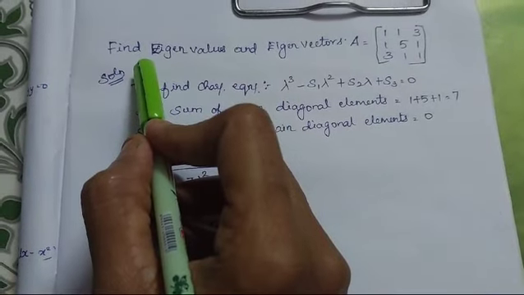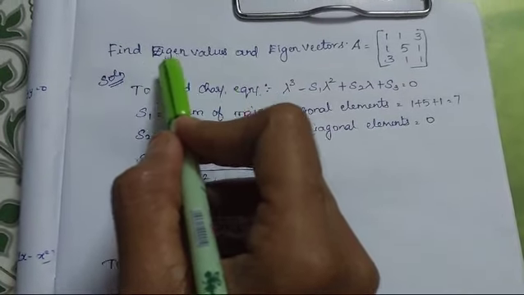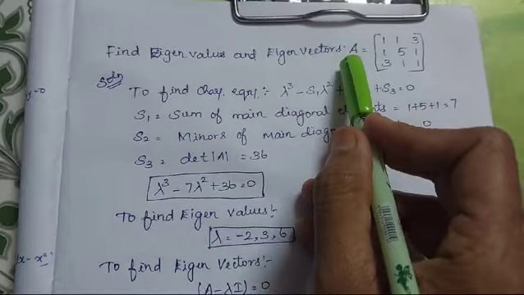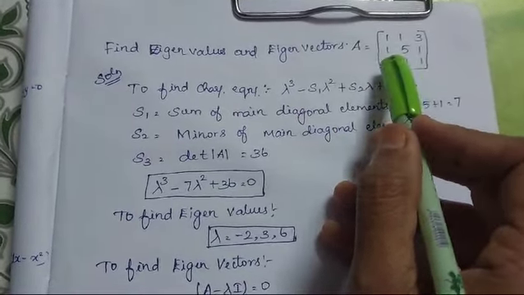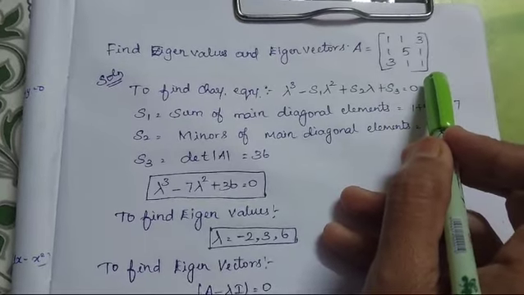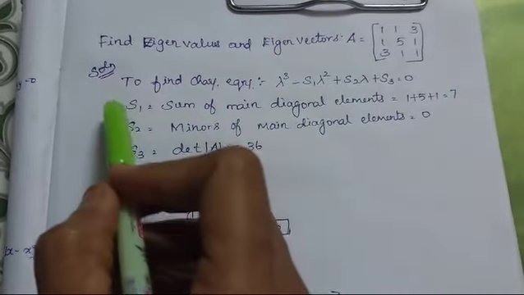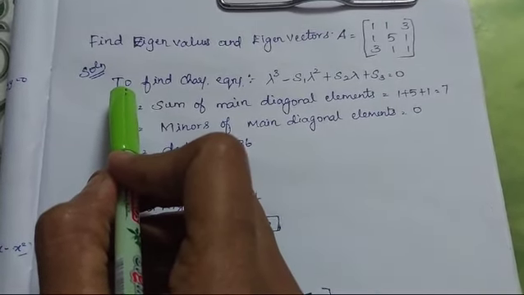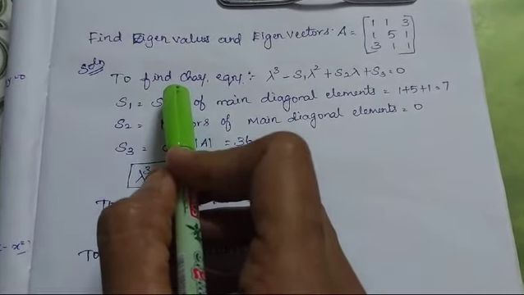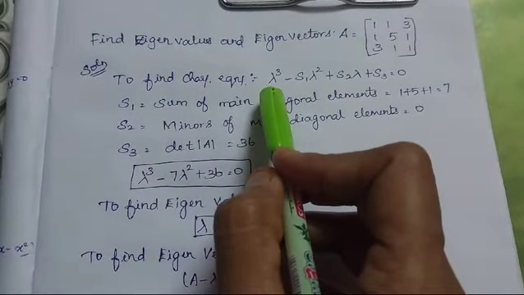Good evening, students. Today I am going to teach about the eigenvalues and the eigenvectors of the given matrix [1 1 3; 1 5 1; 3 1 1]. You already know the method. I am going to go through it once, for the sum, to find the characteristic equation.